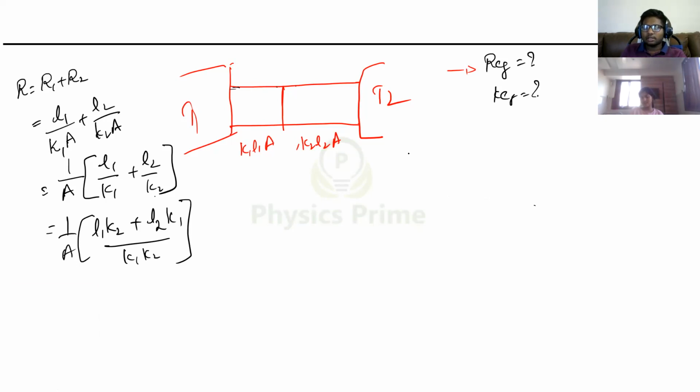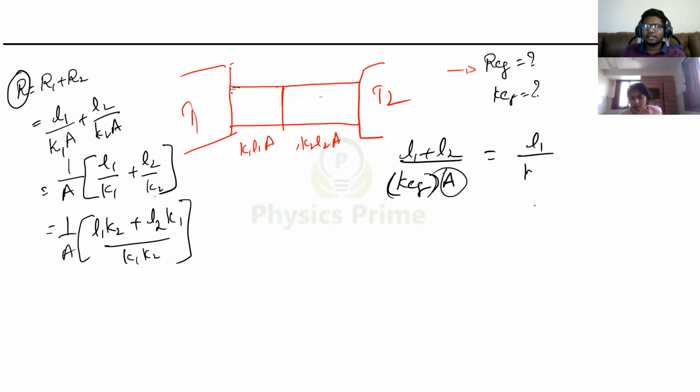R equivalent is what? L1 plus L2 by K equivalent into area, right? Because both rods combined together, resistance will be L1 plus L2 length by K. K is K equivalent, and area of cross section is same for both of them. Then can I write A or not? That is equal to R1 plus R2, L1 by K1A plus L2 by K2A.